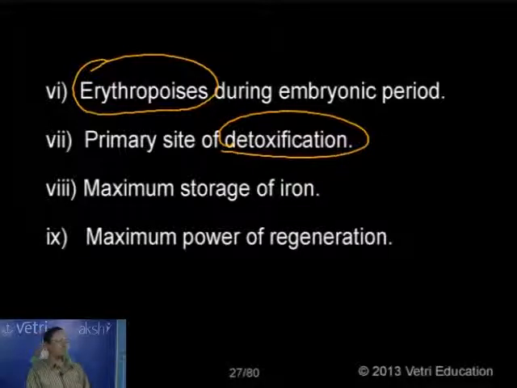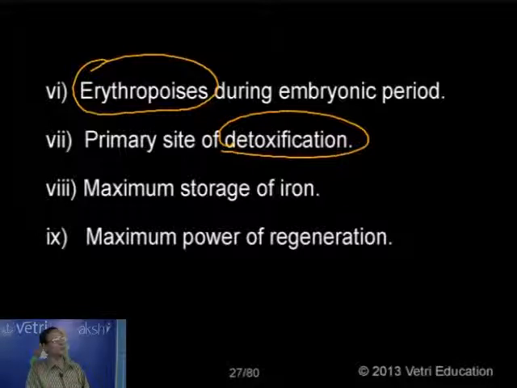Another function: of the organs found in the body, unlike other organs, for example the brain or the heart, the liver is the only organ which has the maximum power of regeneration. Even when it is exposed to various demands and a number of cells are damaged, the liver has the ability to regenerate its own structure up to a certain limit. So it has maximum power of regeneration compared to other organs in the body. These are some of the functions of the liver.